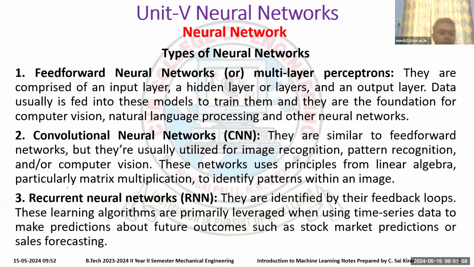Next, recurrent neural networks, RNN, are identified by feedback loops. In the previous two cases, you don't have any feedback, but here you are providing feedback so that you can check the error.